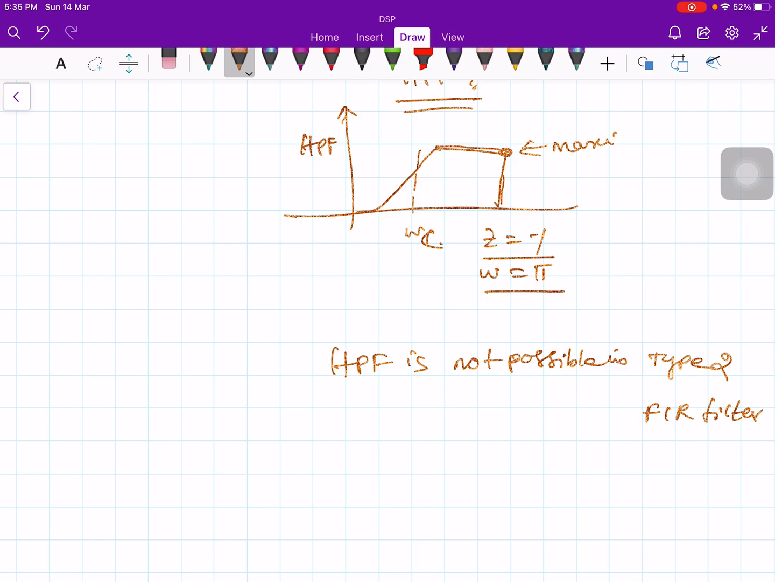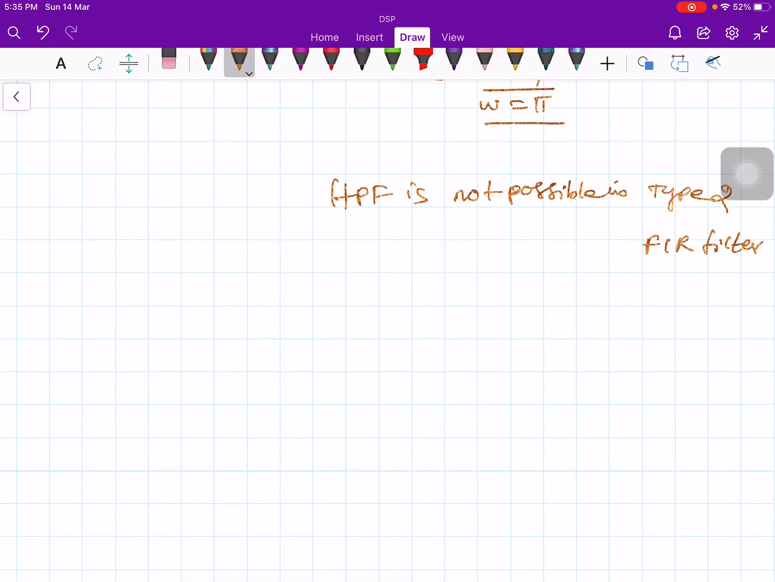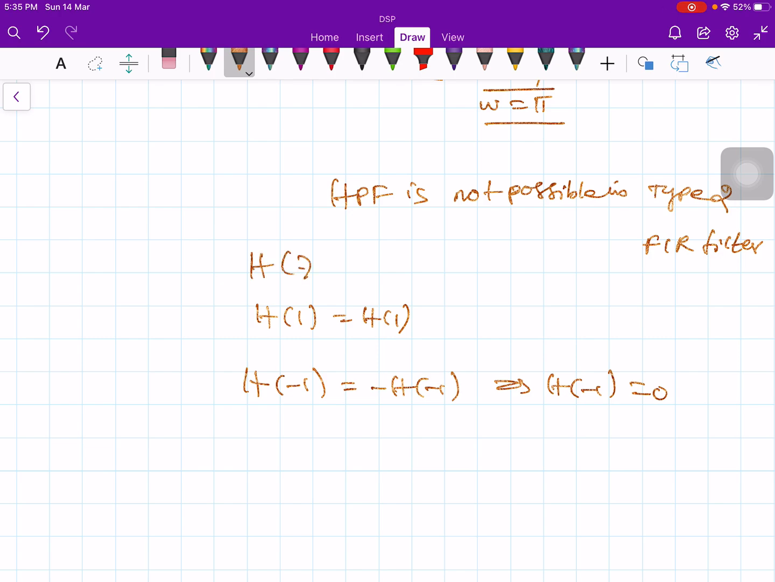Okay, so that's all about type 2 filters. The important point is h of 1 is equal to h of 1 and h of minus 1 is equal to minus h of minus 1. So this implies h of minus 1 is equal to 0. The general relation is h of z is equal to z to the minus n times h of z inverse. So this means h of z must have a 0 at z equal to minus 1. In other words, I must have a factor of 1 plus z inverse times, let's say, some polynomial h1 of z.